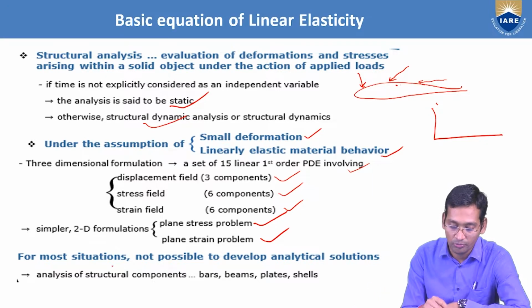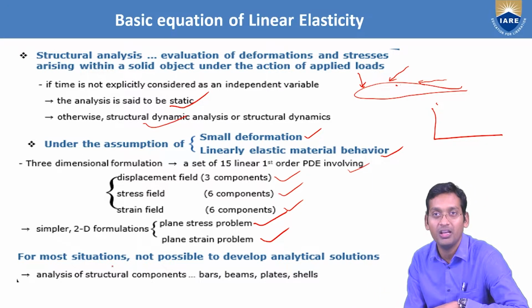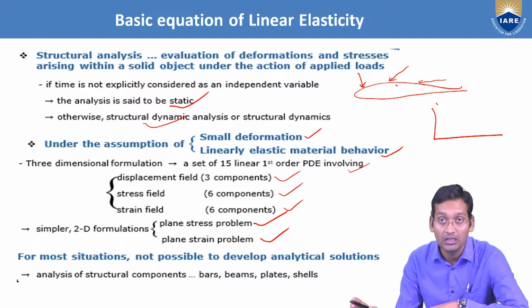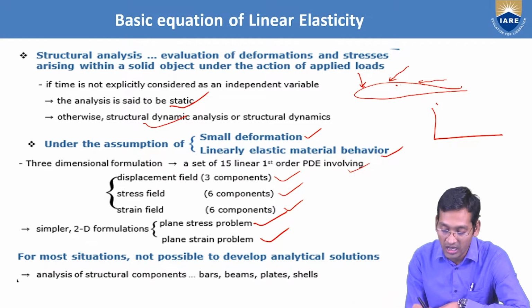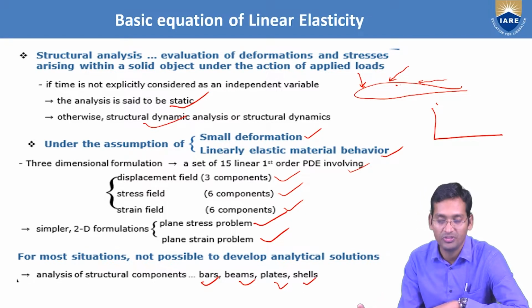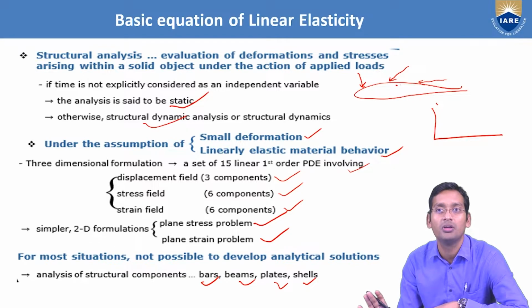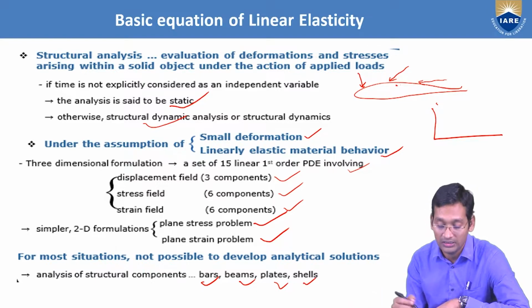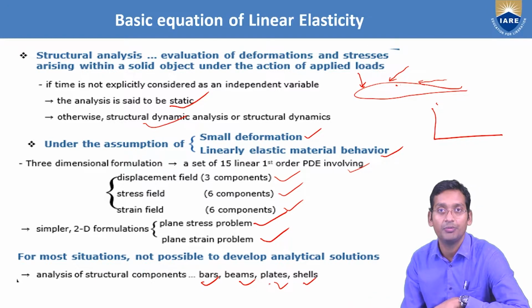Next, in most situations it is not possible to develop an analytical solution. Sometimes we cannot find the analytical solution. The types of members involved are bars, beams, plates, and shells. In these we cannot directly find a possible solution or analysis. That means if a strain is there, how much possibility of strain there is, we cannot find directly in this case.